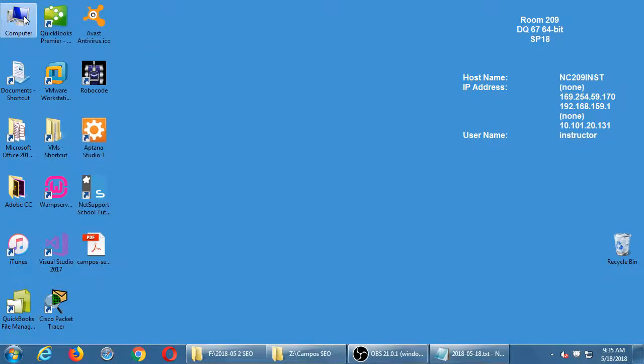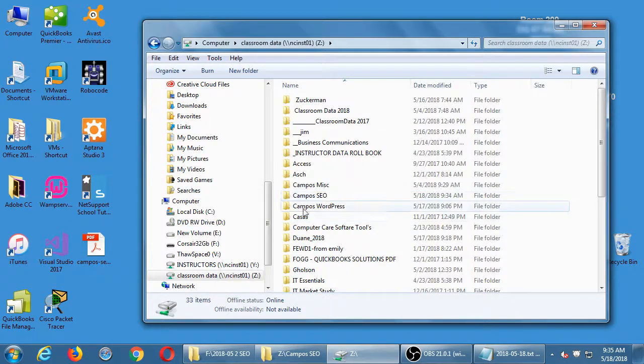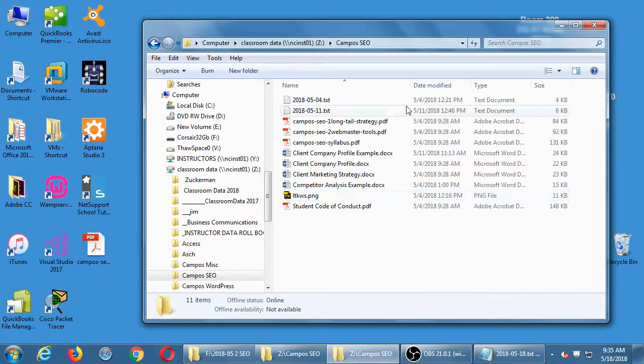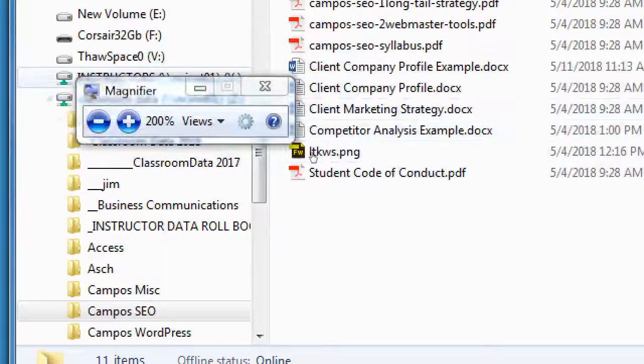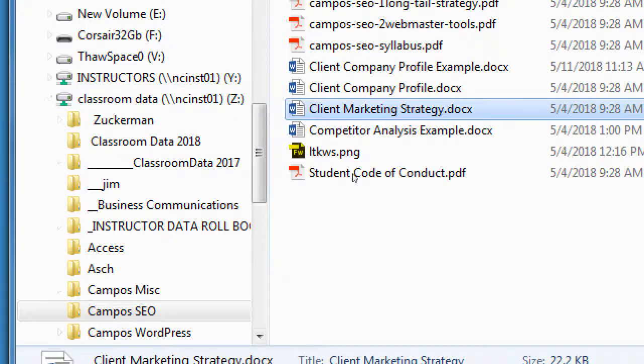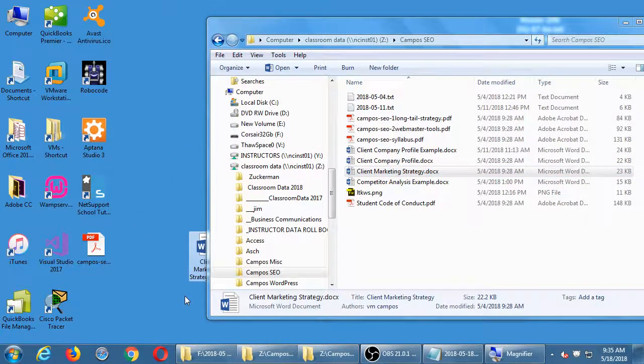You can open computer. And then in the section of network location, you can open Classroom Data Drive Z. Z as in zebra. And then our class, Campus SEO, you can copy the client marketing strategy document. Copy that to your desktop or your flash drive, and then we'll look at it. I have the printer off at the moment. You can print a little later.